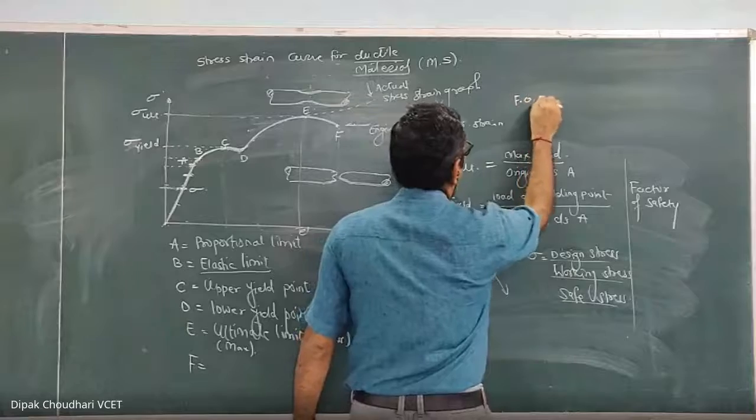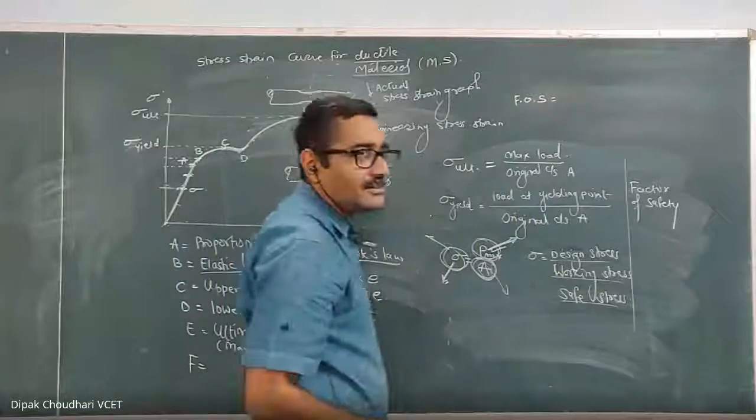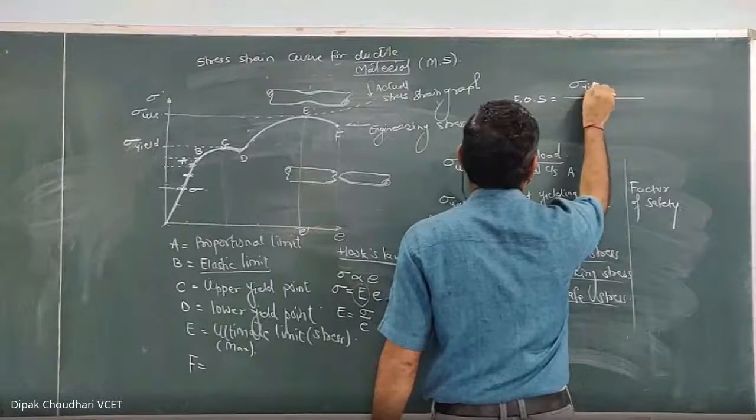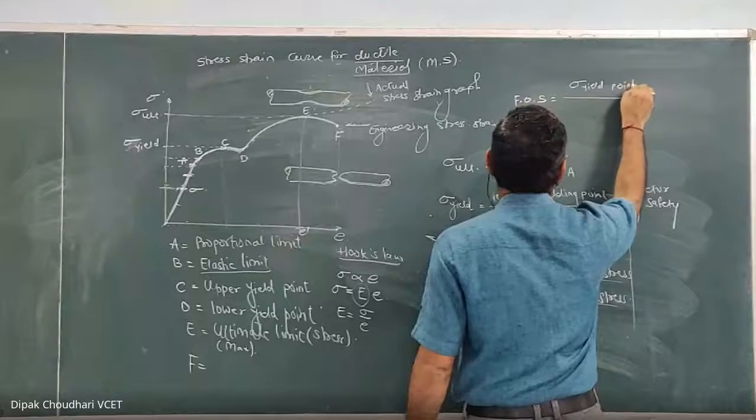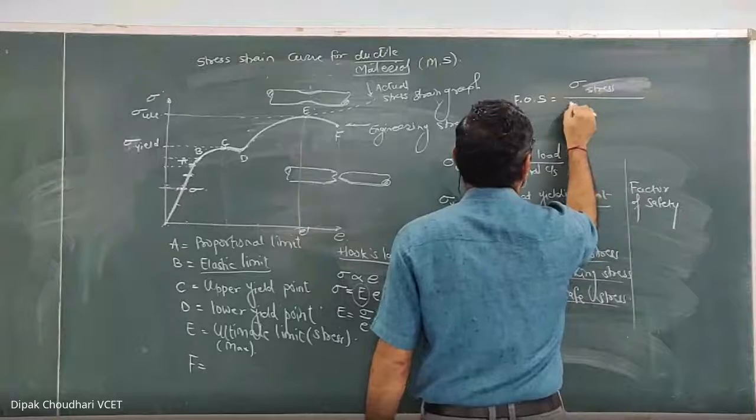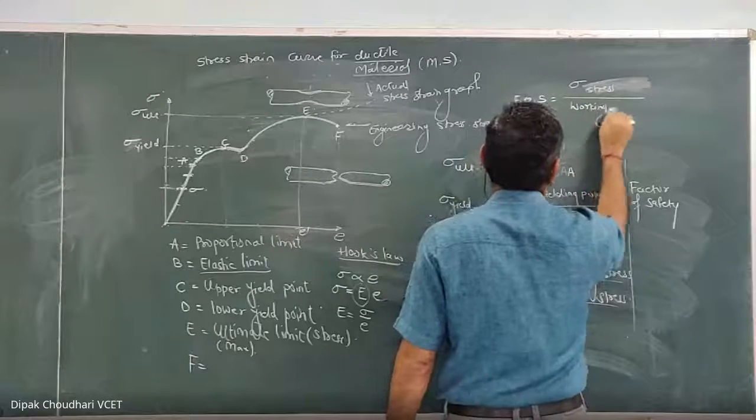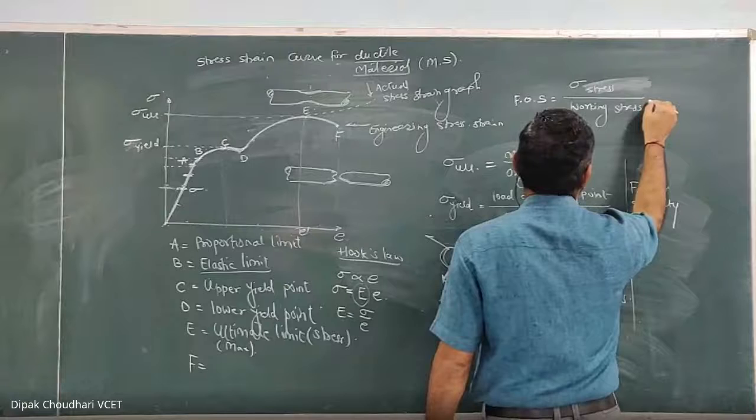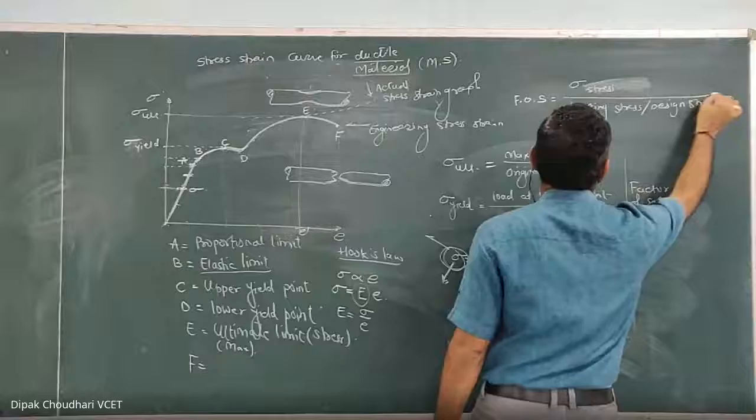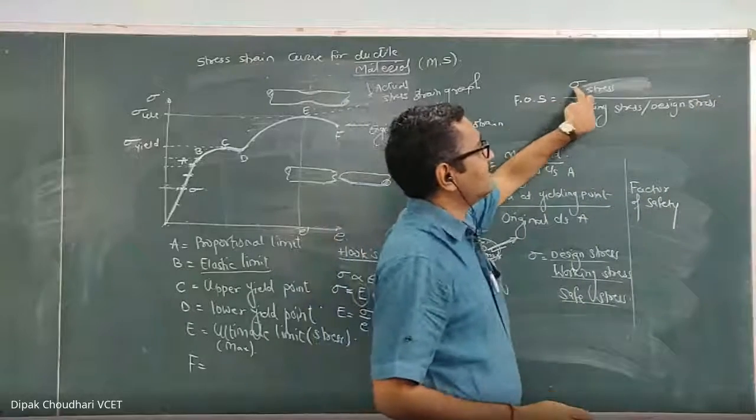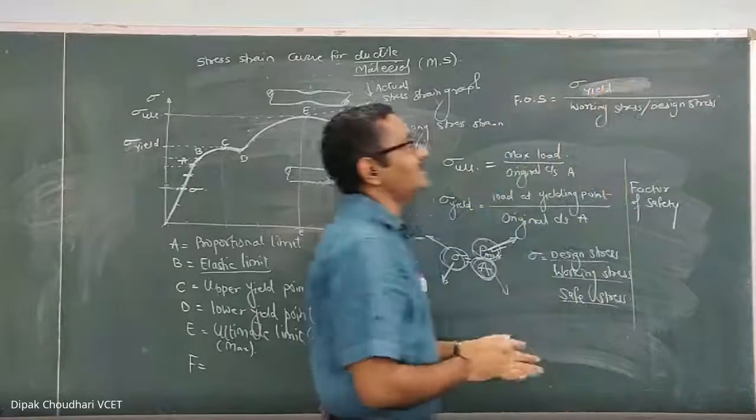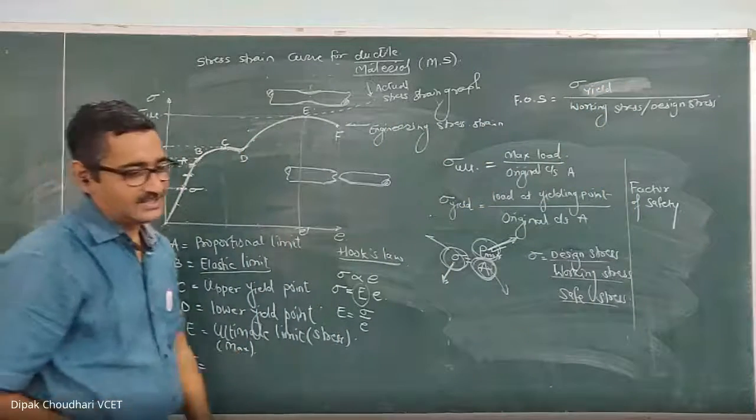So, factor of safety for the ductile material is defined as the stress at the yield point, or the yield stress, upon working stress or design stress. Sorry, it is the stress at yield point, or yield stress, upon working stress or design stress. Clear?